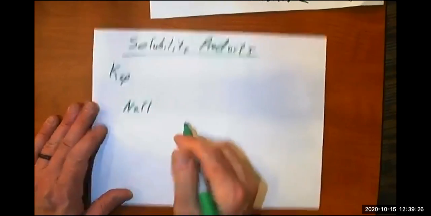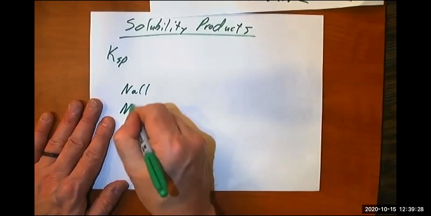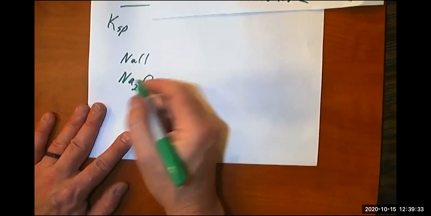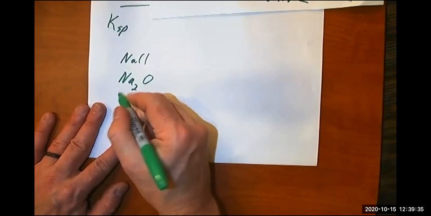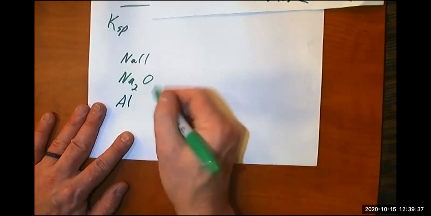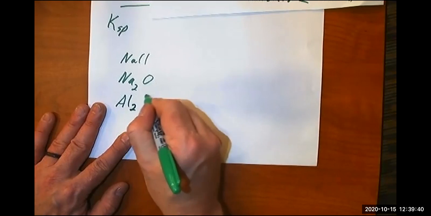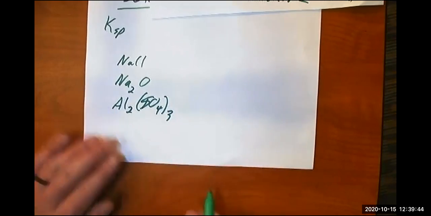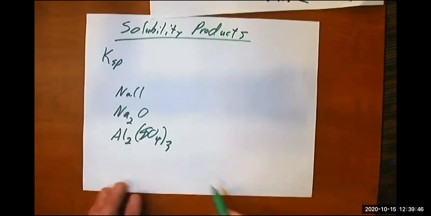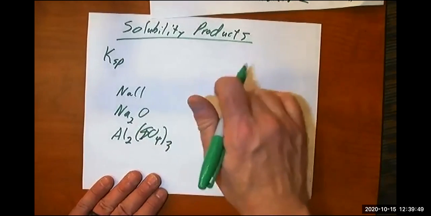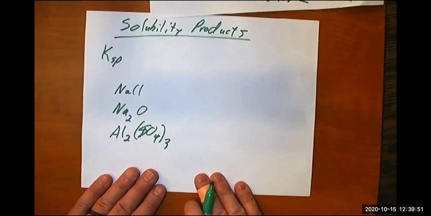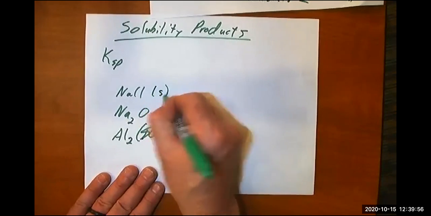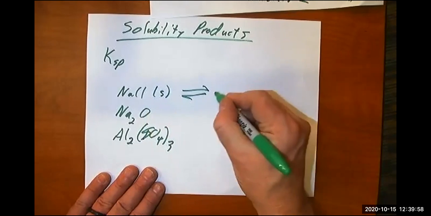So you'll find a table with a bunch of different salts. So NaCl, Na2O. You'll find, what's a good one? Al2(SO4)3, something like this. In each of these cases, you'll have a number that is the solubility product. All you do to determine the reaction is to say, all right, this is a solid. What are the ions it breaks into?